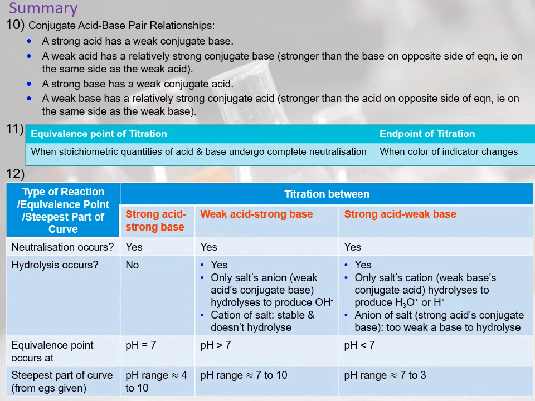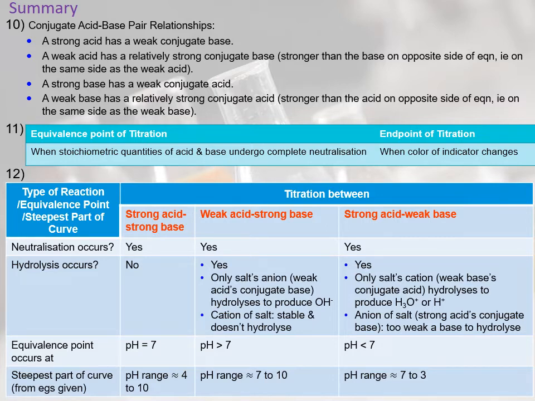A strong acid has a weak conjugate base. A weak acid has a relatively strong conjugate base, stronger than the base on the opposite side of the equation, that is, on the same side as the weak acid. A strong base has a weak conjugate acid. A weak base has a relatively strong conjugate acid, stronger than the acid on the opposite side of the equation, that is, on the same side as the weak base.